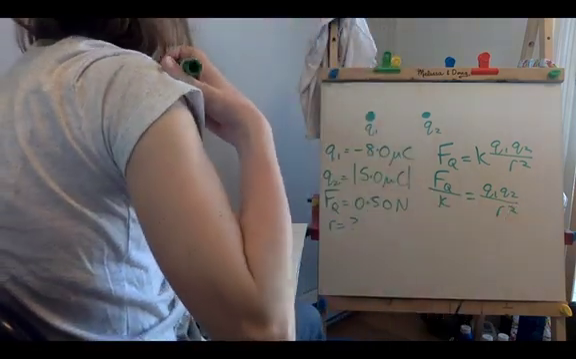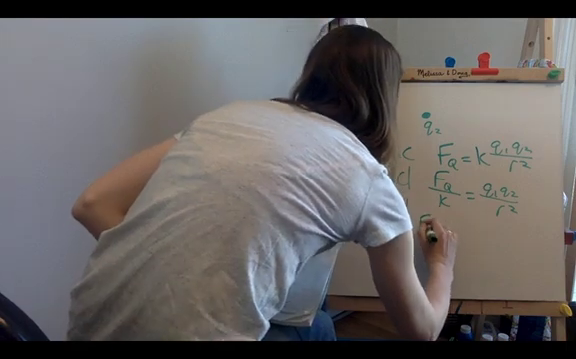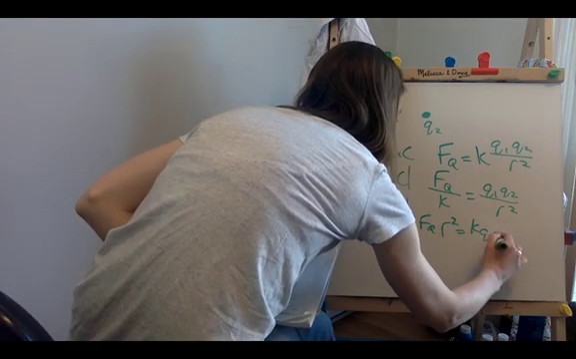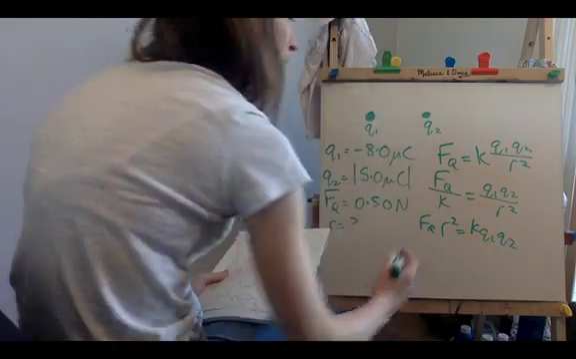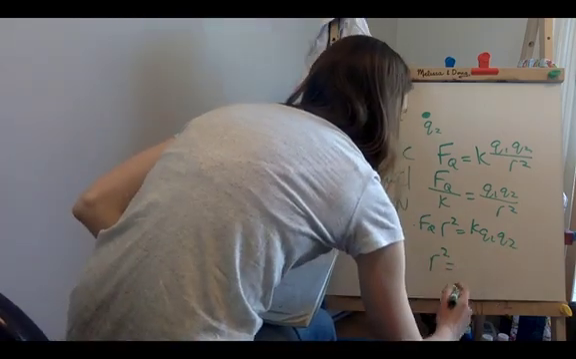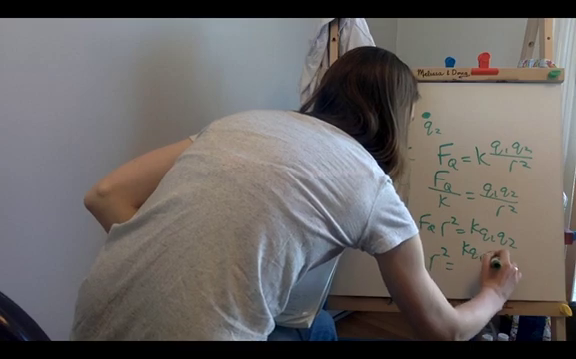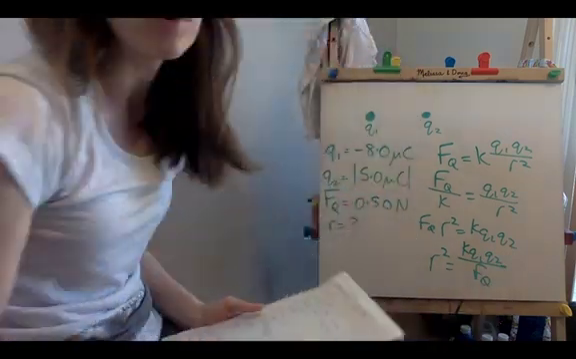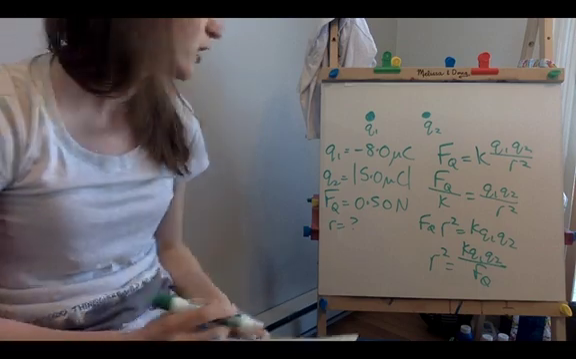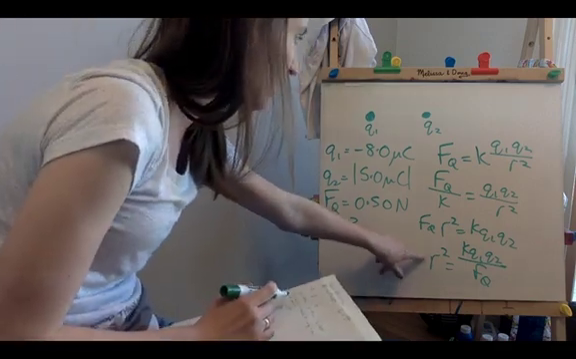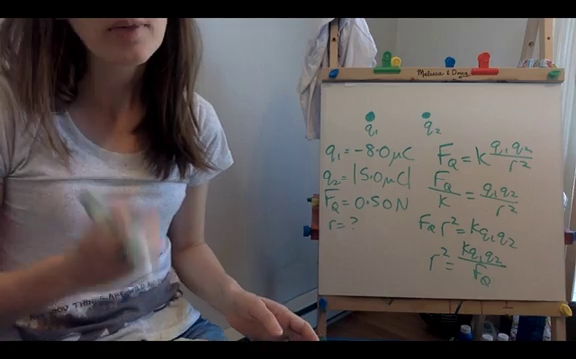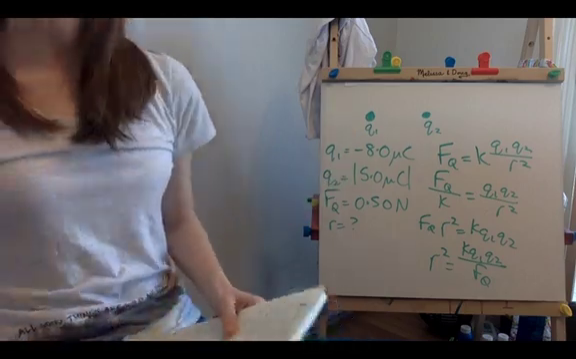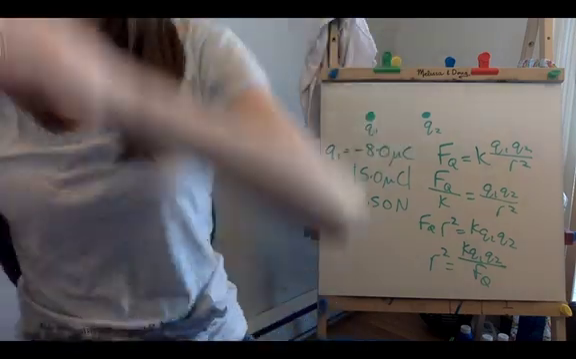I can then cross multiply and get F_Q r squared is equal to k Q1 Q2, and then get that r squared is equal to k Q1 Q2 all over F_Q, and then it would just be a matter of square rooting that. Okay, so I'm just going to use that and plug in the values and go. Okay, so where is my whiteboard eraser? There it is.